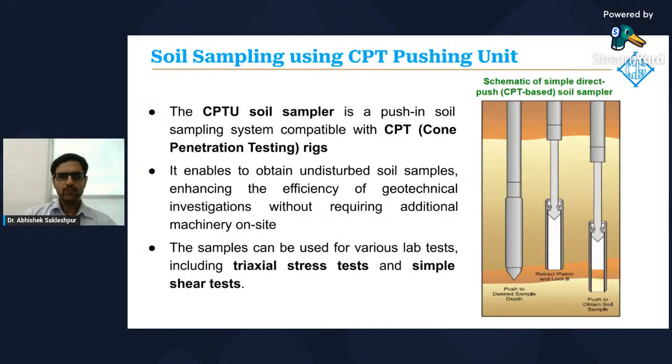This slide basically shows how it's possible to collect soil samples using a CPT sampler. So basically, the CPT sampler is a push-in type of sampling system that's compatible with CPT rigs. So when the cone reaches the desired depth, there is a piston that gets retracted and locked, and then the piston is pushed into the ground to obtain a soil sample at that depth. And then these samples can be returned back to the laboratory for performing various tests in the lab.